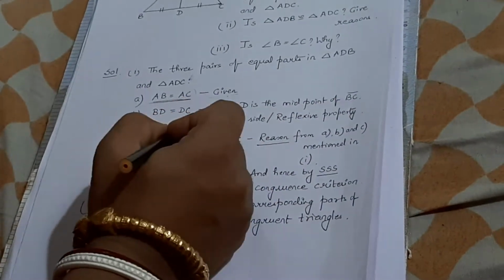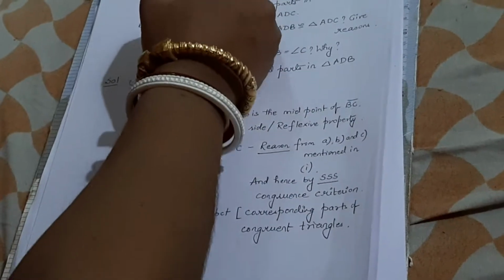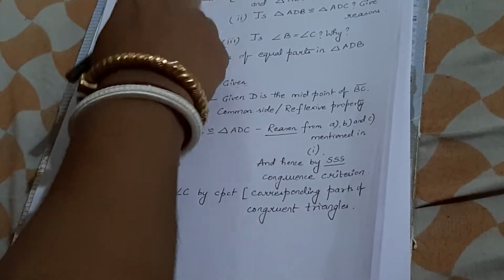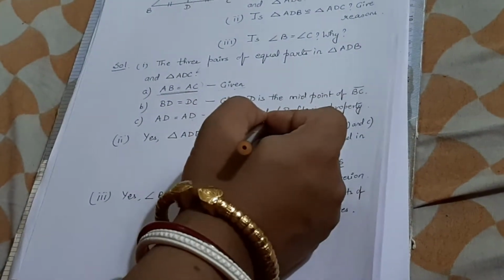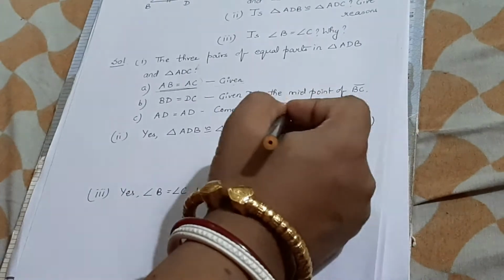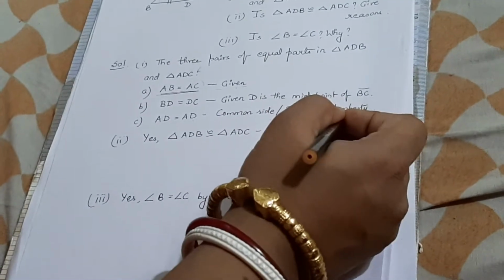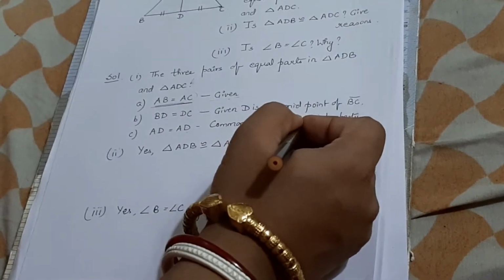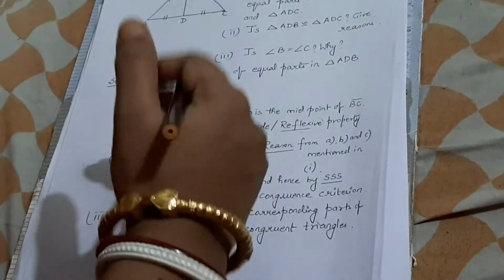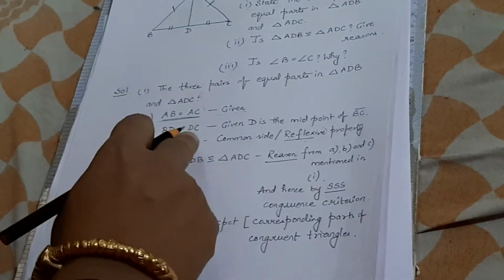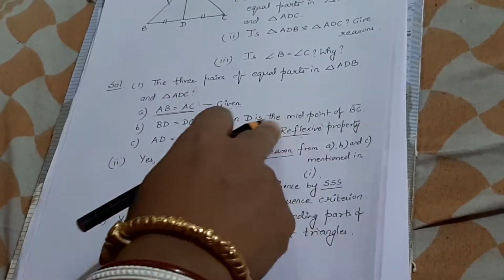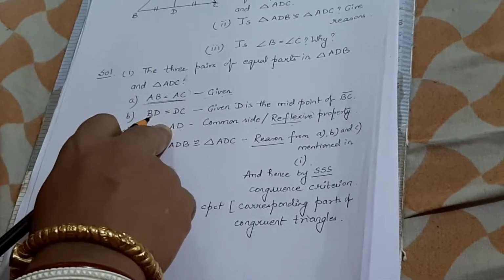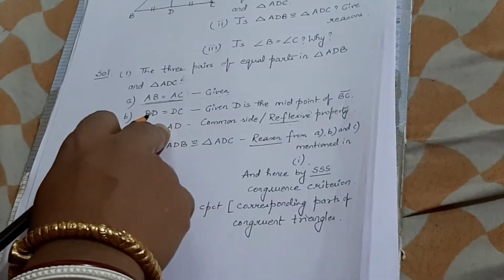The third one is, we find that this AD is a part of this triangle as well as this triangle. So AD is the common side and we write it as reflexive property. Reflexive means it's related to reflection. ठीक है, मतलब अपना प्रतिबिंब, अपना image. So AD looks like AD, so therefore we will say reflexive property or common side. So I got three corresponding equal parts.